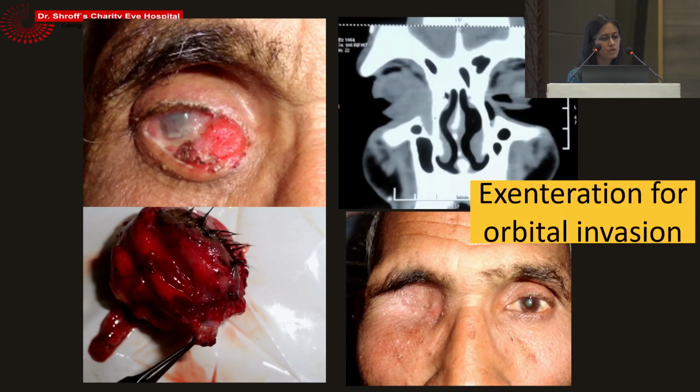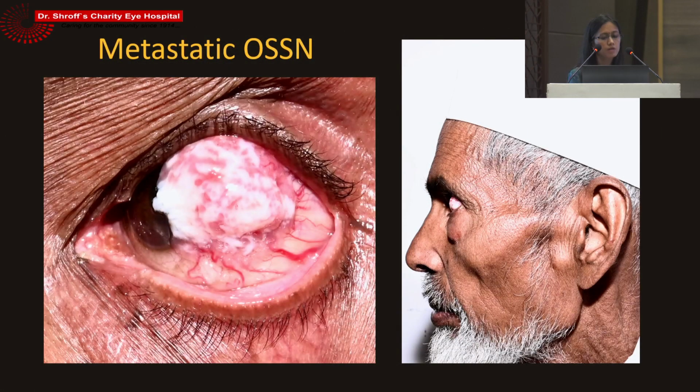If there is an orbital invasion, these patients have to go in for an exenteration, usually an anterior orbital exenteration. And rarely, OSSN is generally not a disease which is very invasive or metastasizes beyond the local areas. But sometimes, this was a small tumor in the eye to begin with, not very big, but at presentation this gentleman had a preauricular lymph node involvement, which was positive on FNAC. So possibly these are some of the variants which are more aggressive. Maybe the tumor biology plays a role here.